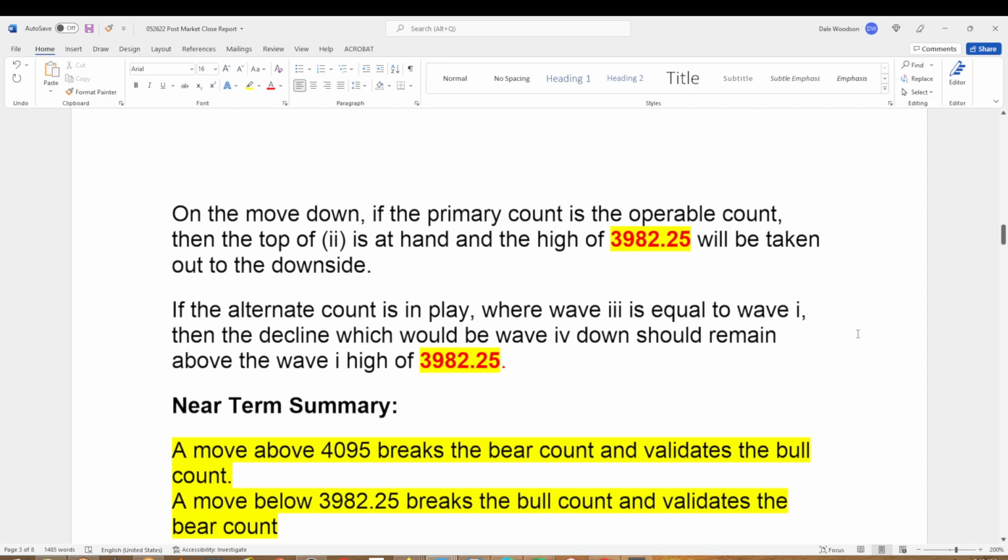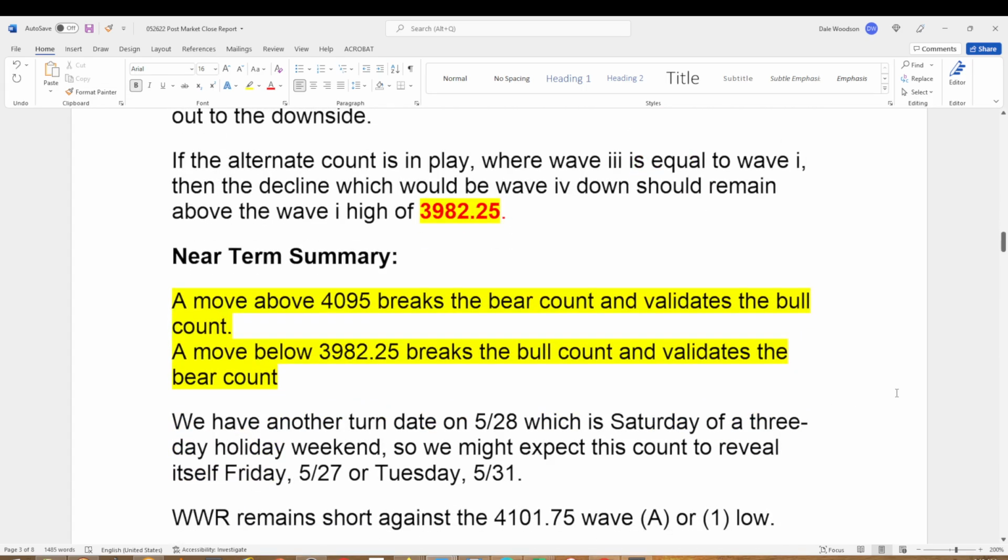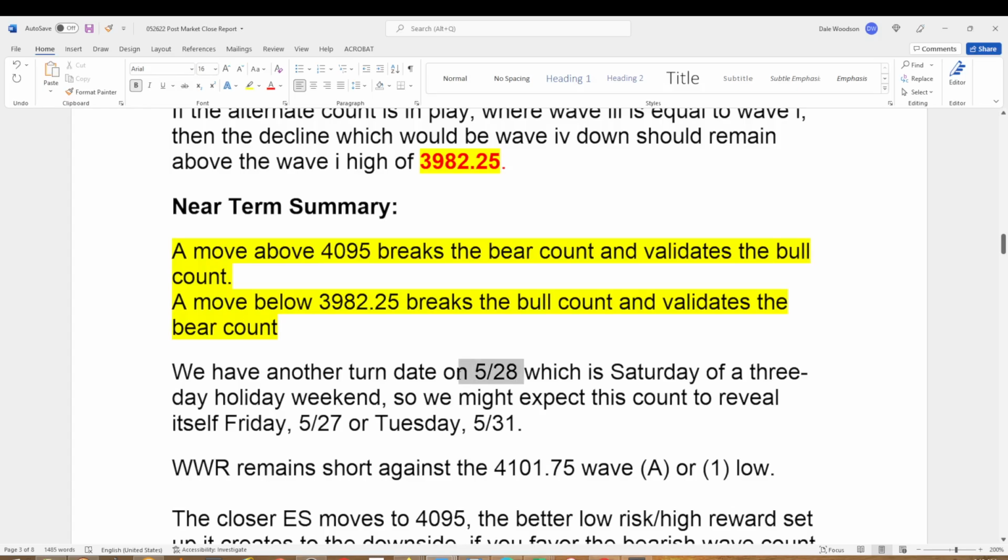So here we got it right here in summary. A move above 40.95 breaks the bear count, validates the bull count. A move below 39.82 breaks the bull count, validates the bear count, okay? We have that turn date on 5/28.